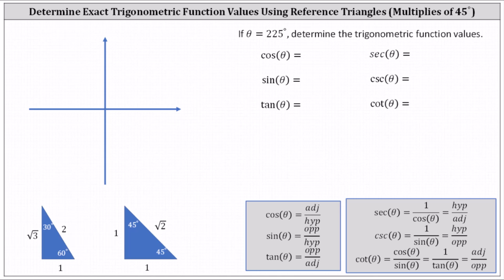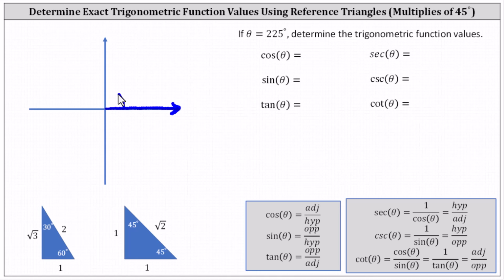In this lesson, we will use a reference triangle on the coordinate plane to determine the 6 trigonometric function values for theta equals 225 degrees. To begin, we sketch the angle in standard position. The initial side is along the positive x-axis. Because the angle is positive, we now rotate counterclockwise 225 degrees.